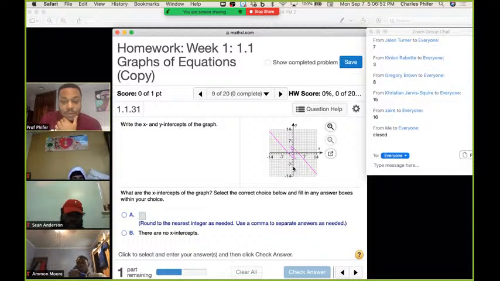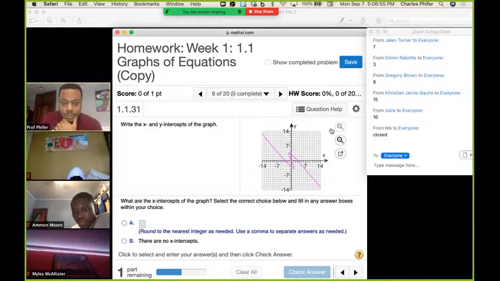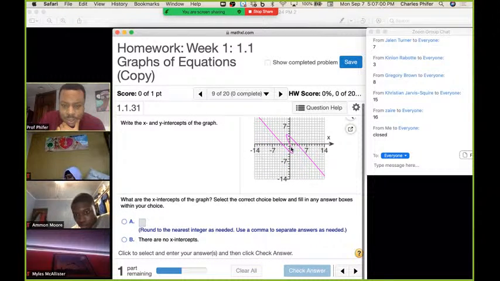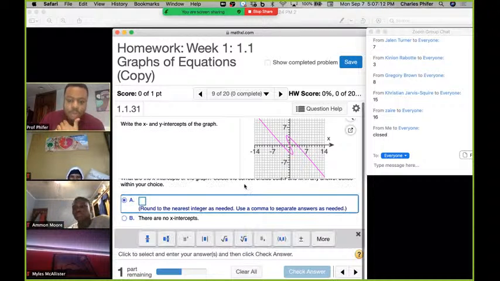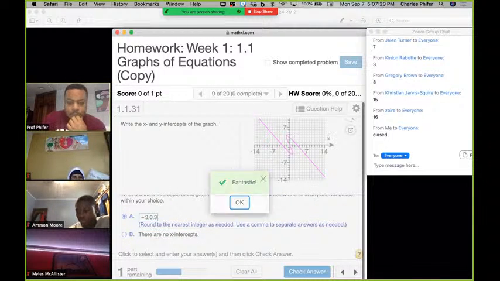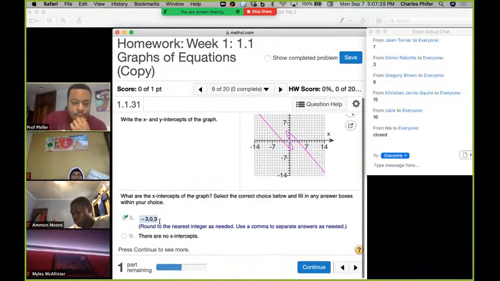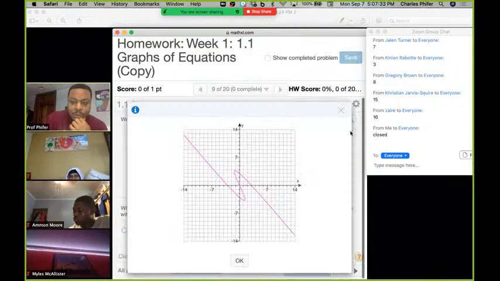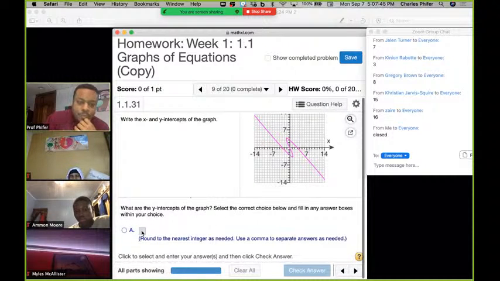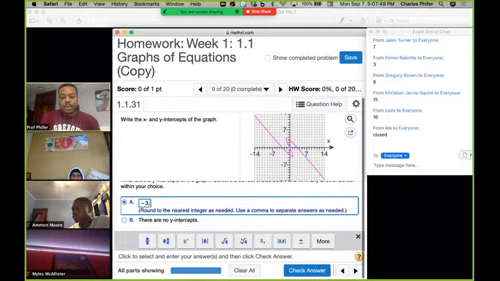Write the x, y intercepts of the graph. So the x-intercepts, right? Can we make this bigger? Where it crosses the x-axis, let's use a pop-out window. It looks like the x-intercepts are -3, 0, and 3. That looks good. Continue. Y-intercepts, again, if we look at the pop-out window, it looks like -3, 0, and 3 as well. Notice this is not a function though, it fails the vertical line test. So we're going to go -3, 0, and 3.